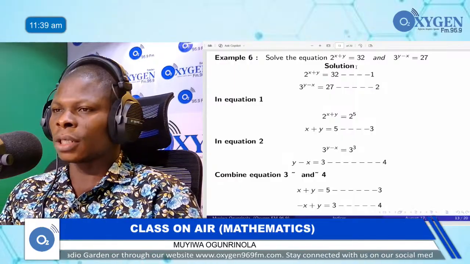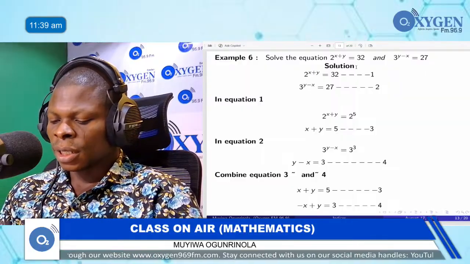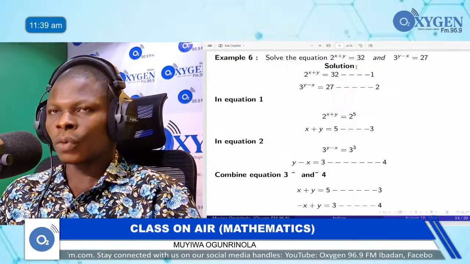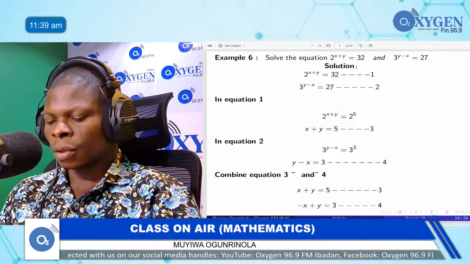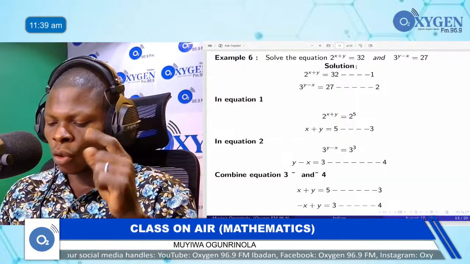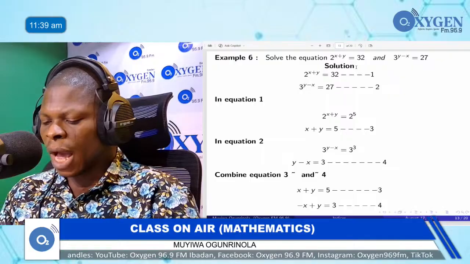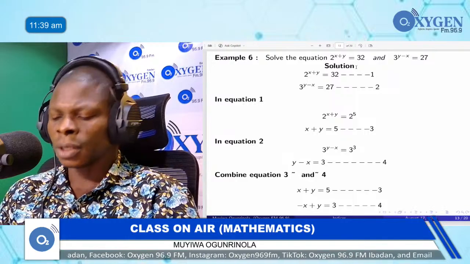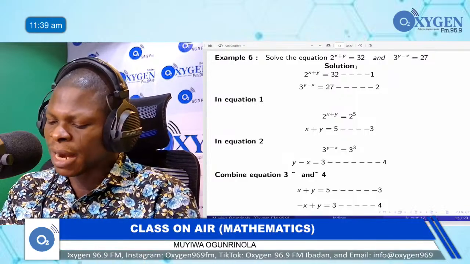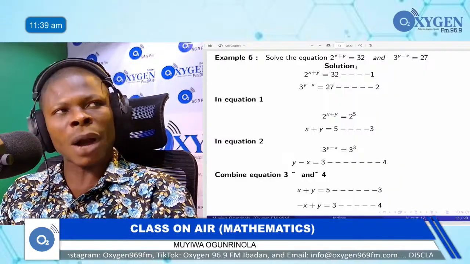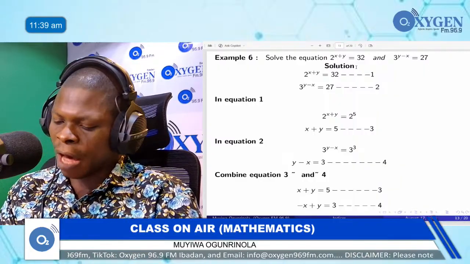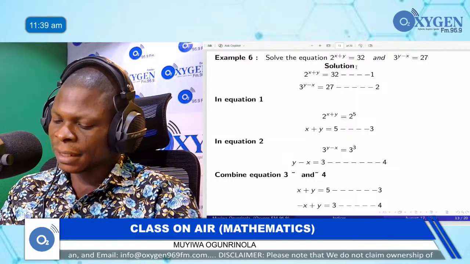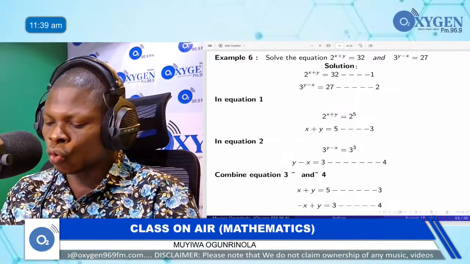Now the solution. The first one, 2 raised to power x plus y is equal to 32. We can call that one equation 1. Then 3 raised to power y minus x is equal to 27. We can call that one equation 2. Now, let's go to equation 1. In equation 1, we have 2 raised to power x plus y is equal to 32. That 32 also can be represented in the form of 2 raised to power 5.